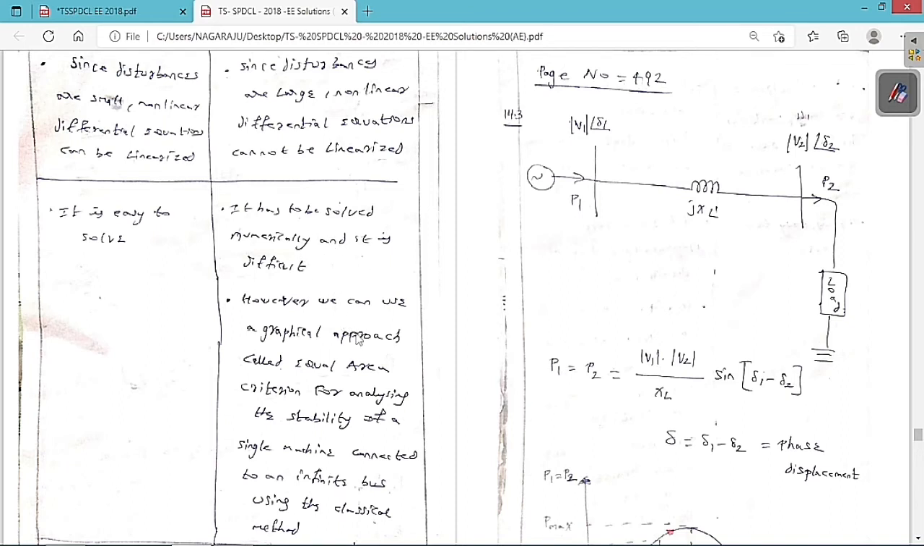So then we have to use the classical method, which is called the graphical method or the equal area criteria method, for analyzing this transient stability. I already told you the equal area criteria is only for analyzing transient stability, because there the disturbance is very large. Whenever the accelerating area is equal to the decelerating area, the system is stable, otherwise it is an unstable system. However, we can use the graphical approach called the equal area criteria for analyzing the stability of a single machine connected to an infinite bus using the classical method.